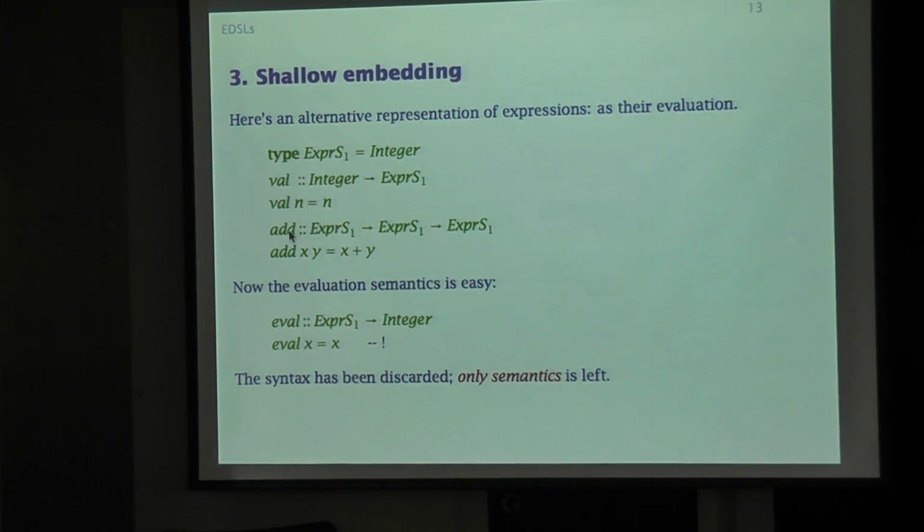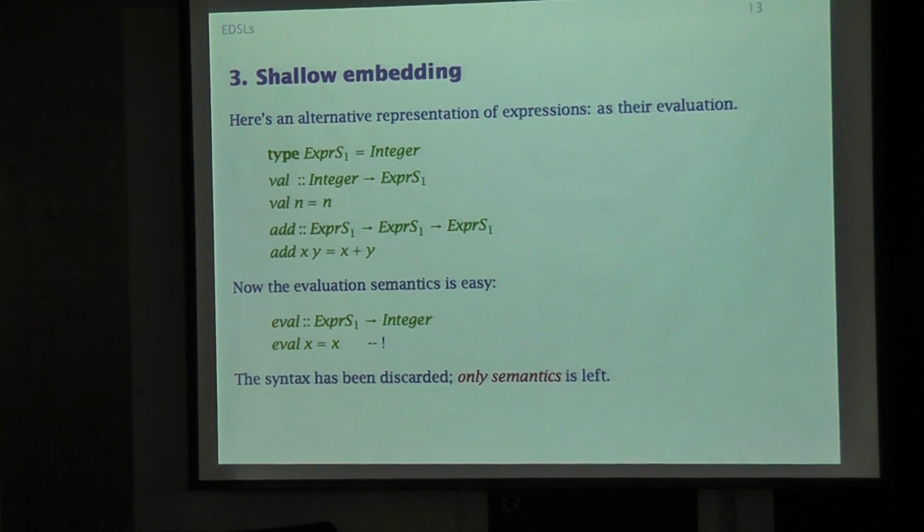And add, as before, takes two expressions and gives you back an expression. But now, each of these expressions is just an integer. That's what the type synonym says. So add takes an integer and gives you back an integer. What's it going to do? It's going to add them together.